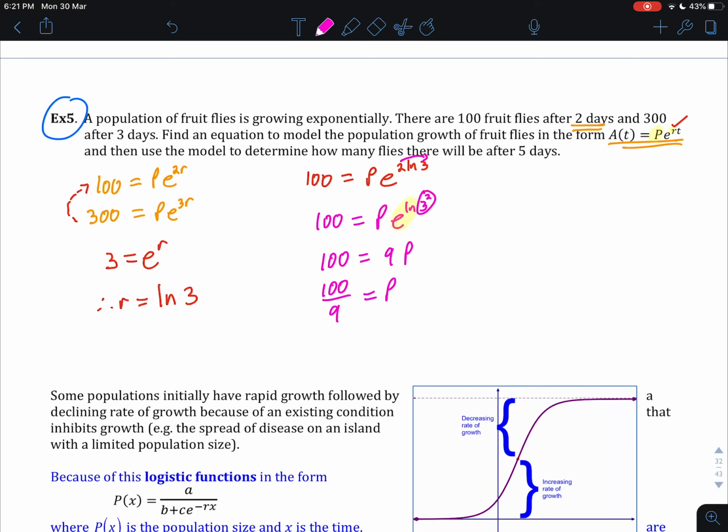Remember, this is a mathematical model, and so 100 over 9 gives us 11 and 1/9 of a fruit fly. We recognize that that's not a possibility, but that is one of our flaws of any mathematical model, is that it's going to have those kinds of limitations. And so we're just going to not truncate, not round. We'll just take the value as an exact value.